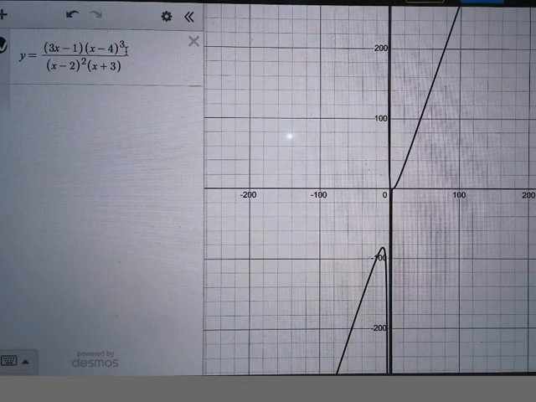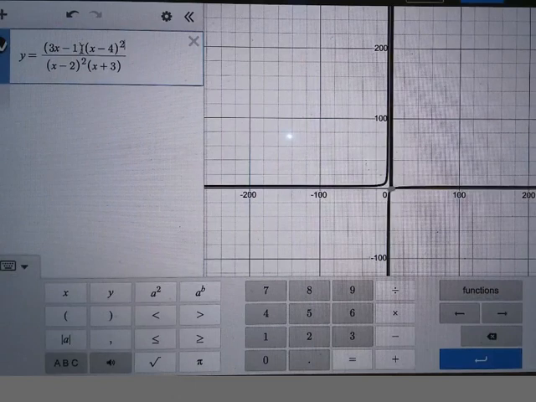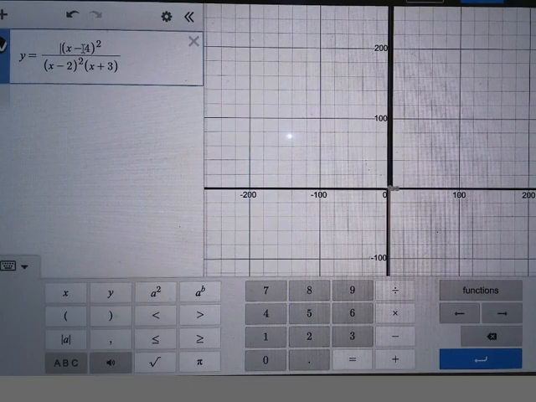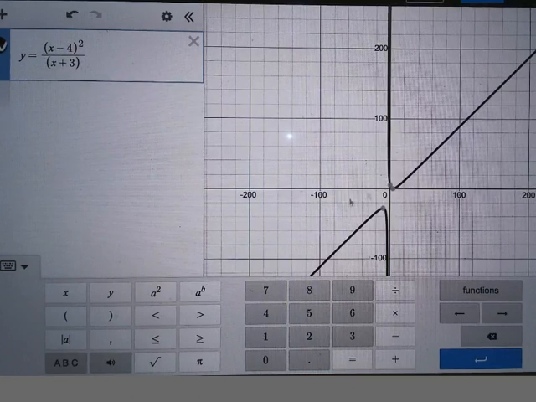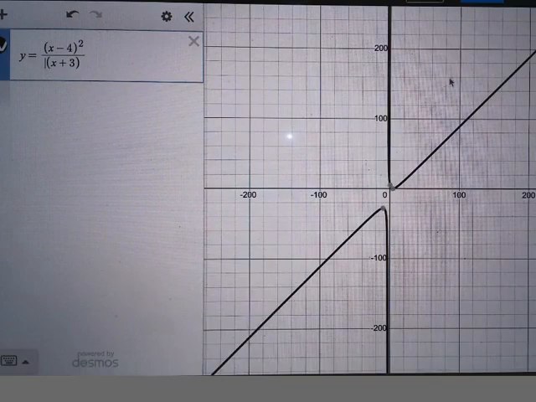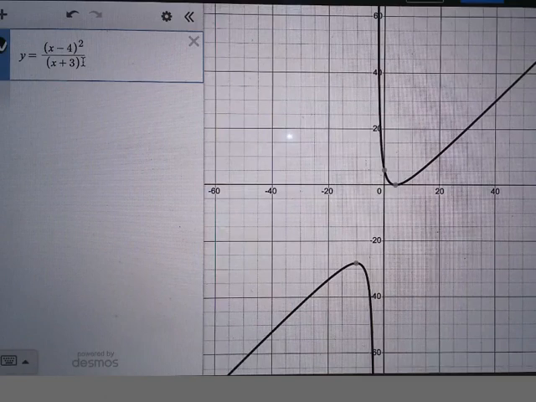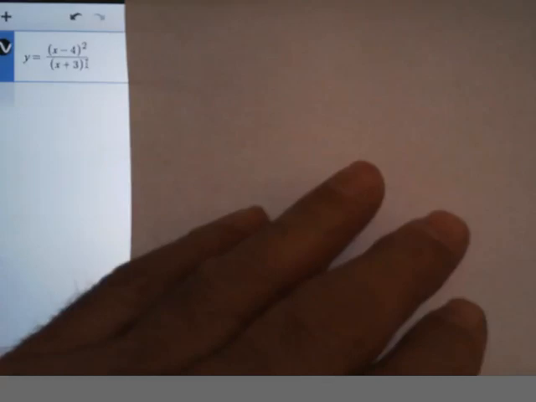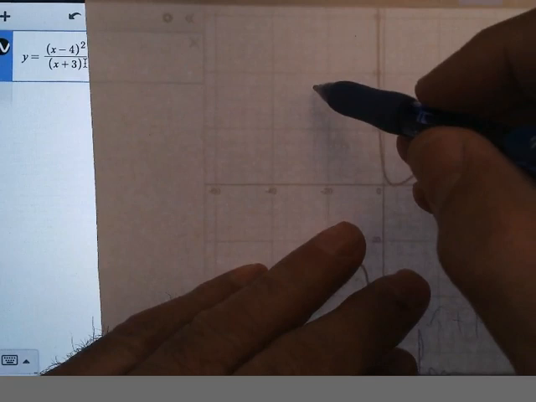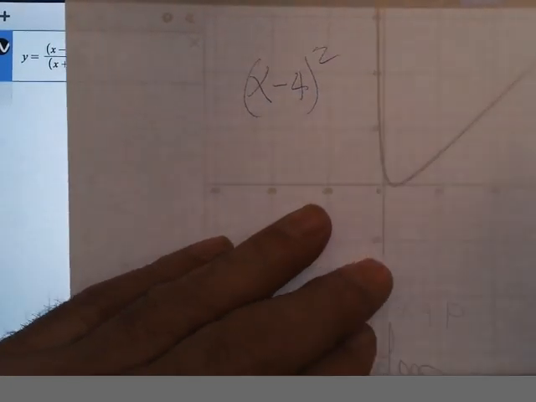I'm going to reduce this to, let's see, let's just make this 2, get rid of this, and make this be just x minus 3. Do you see the oblique asymptote there? To find that equation, we need to do synthetic division or long division. So here we go. It's x minus 4 in the numerator squared.